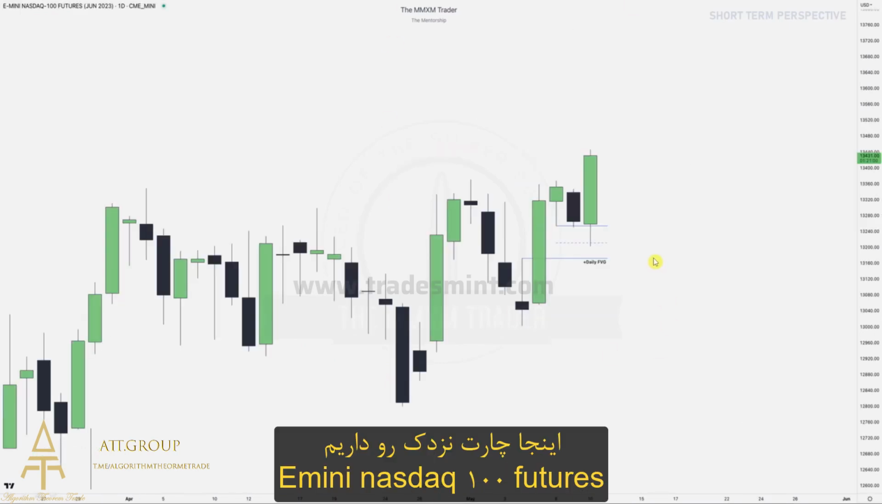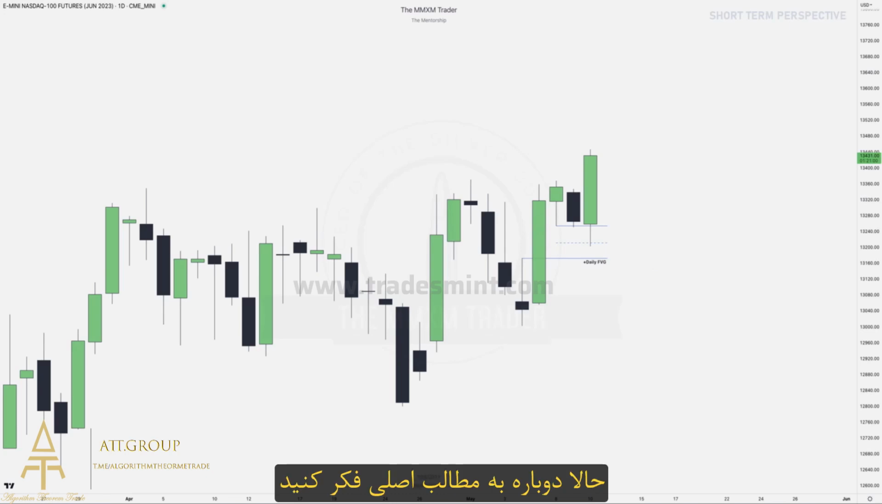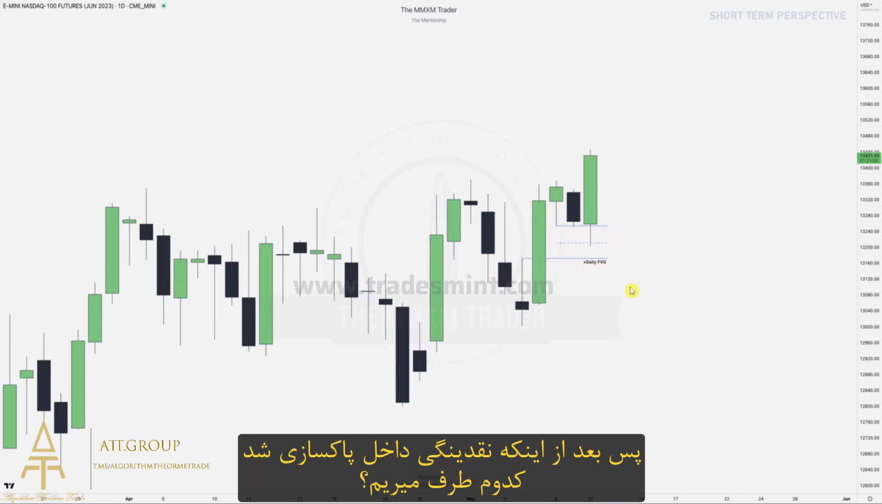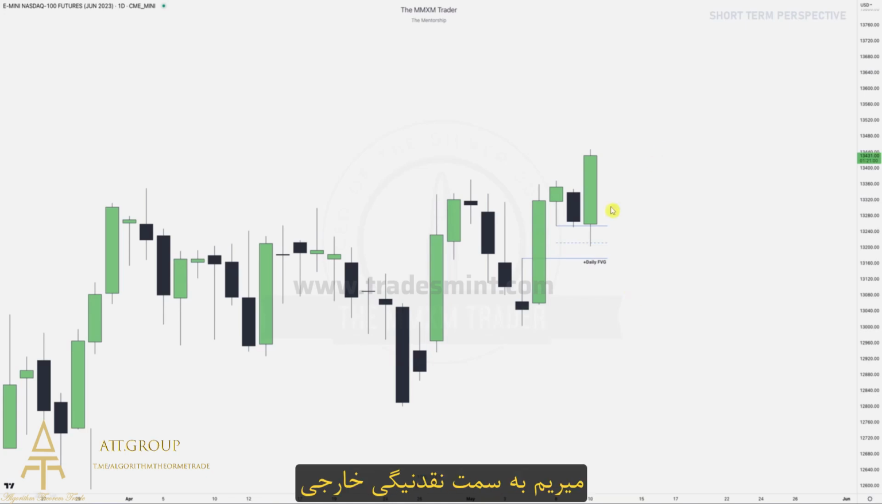Right, over here we've got an E-mini Nasdaq 100 futures chart, right? And think about the core concepts again, right? We're dipping into an internal range liquidity pool over here, which is a daily fair value gap. So after internal range liquidity has been tagged, where do we want to go? Right, we want to go to external range. So we're looking from internal to external. So that's step number 1.